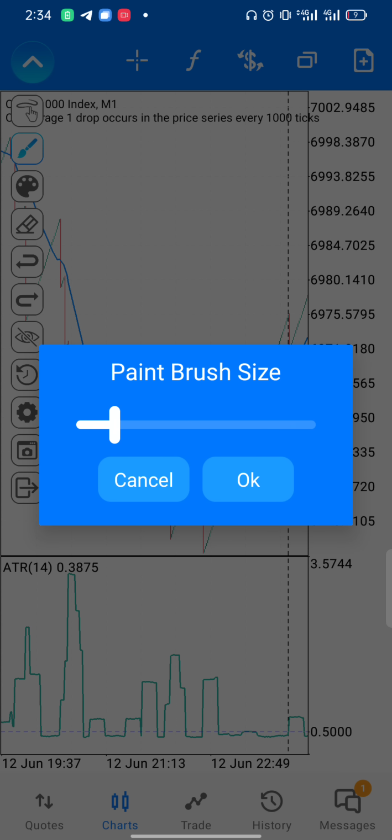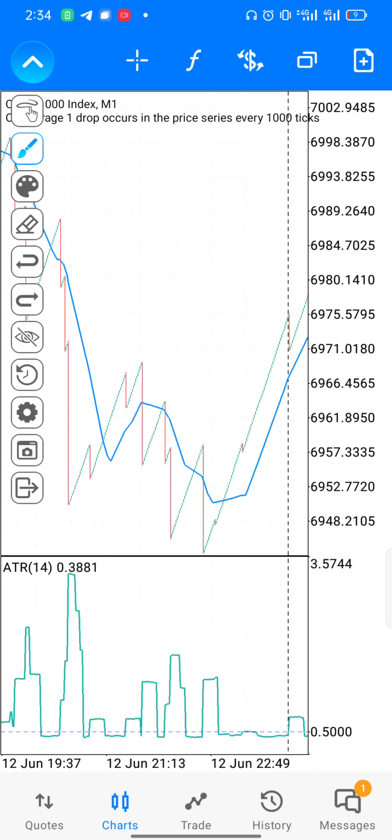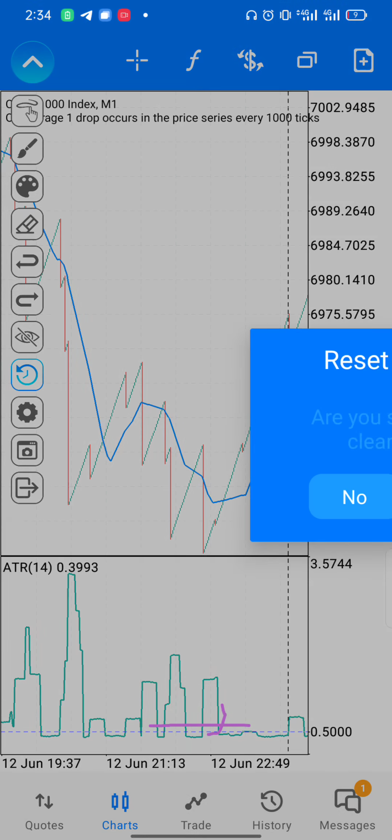Get the brush to mark this out. The first and most important thing to watch out for is this green line. You see this green line? Yeah, this green line right here. You need to watch out for the green line to touch the 0.5 level. You see this line? Okay, let me just clear this chart off.